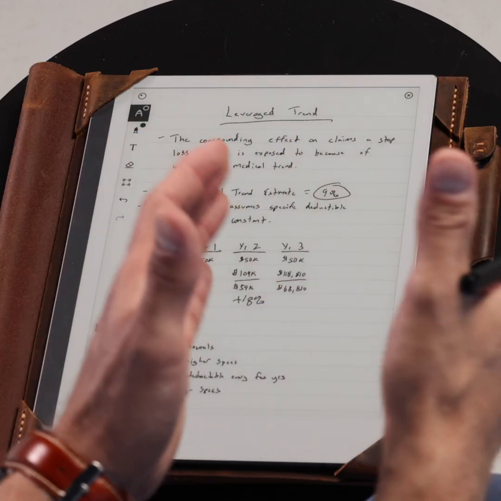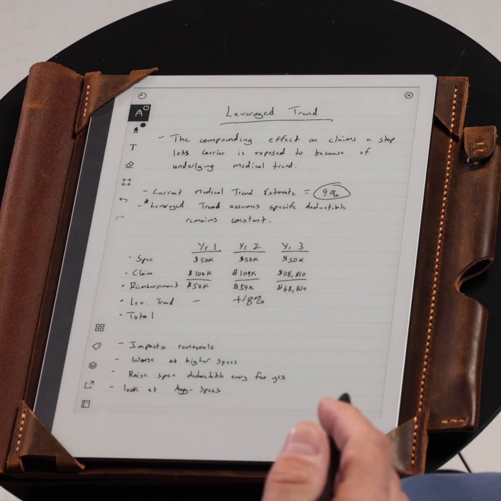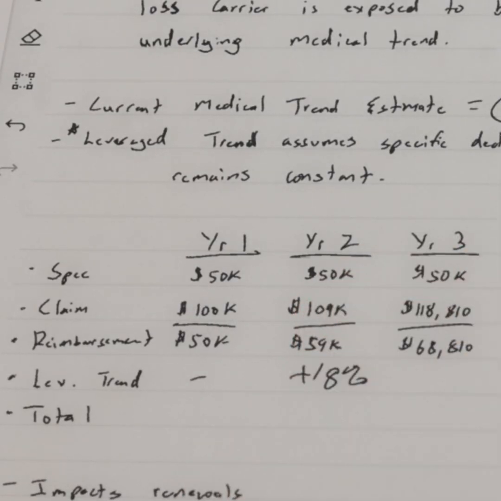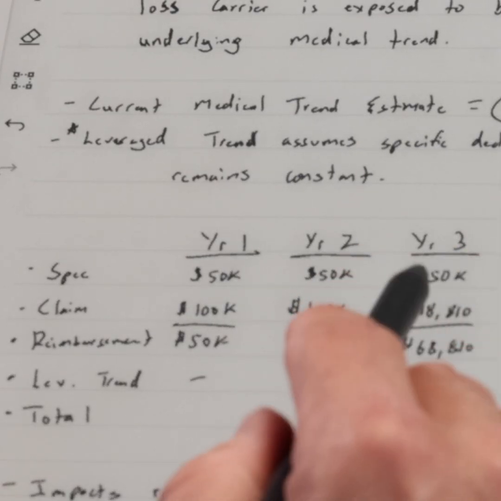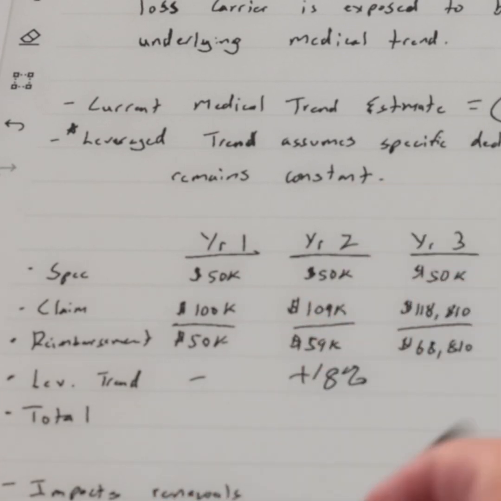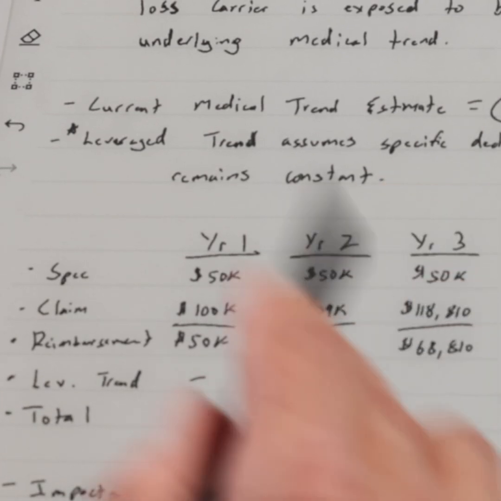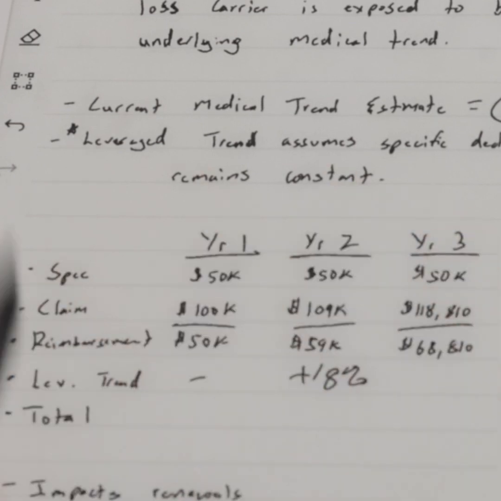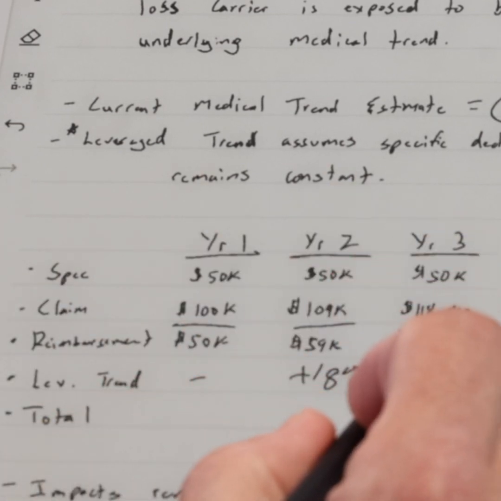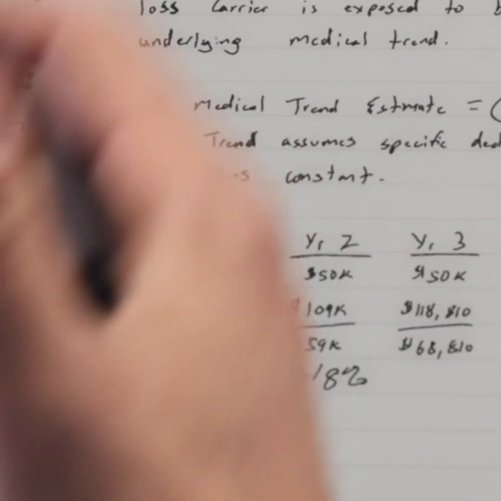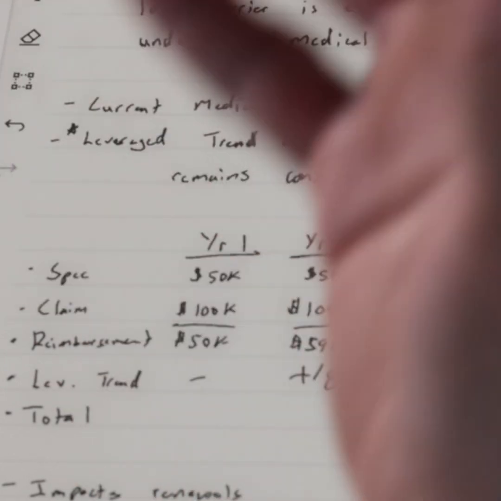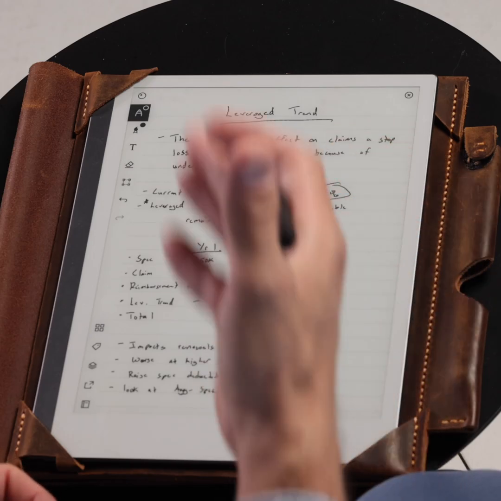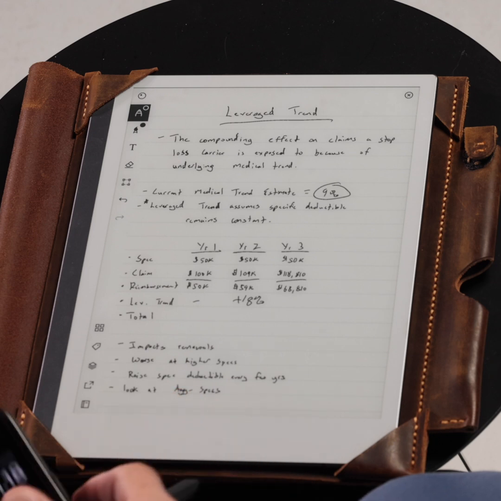All right, let's look at what happens if we continue that forward one more year. So what if we kept the spec the same at $50,000? We had a 9% increase to the exact same claim, so it's now $118,810. That means the stop loss carrier is now reimbursing $68,810 for the exact same claim. So that's not, again, that's not a 9% increase.